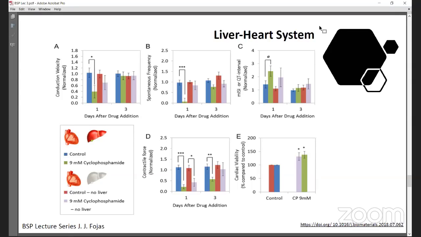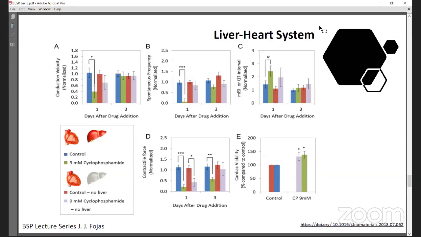Without the liver compartment in the system, the cyclophosphamide still affected the contractile force at 9 millimolar, with a decrease. However, your cardiac function actually recovered after 72 hours. While if you have the presence of your hepatocytes, your contractile force remained compromised with decrease. So these results essentially suggested a potential metabolic activation inducing your cardiotoxicity.